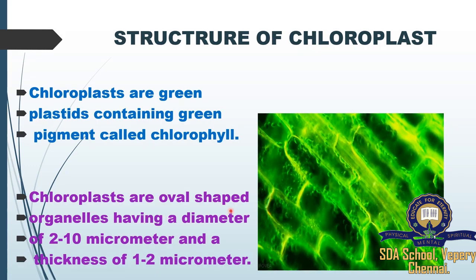Chloroplasts are oval shaped organelles having a diameter of 2 to 10 micrometer and a thickness of 1 to 2 micrometer. So we can see them only through a microscope. It's an oval structure having a diameter of 2 to 10 micrometer, and the thickness of the wall is 1 to 2 micrometer. This is the structure of chloroplast. It is one of the plastids. It gives green color to the leaf.